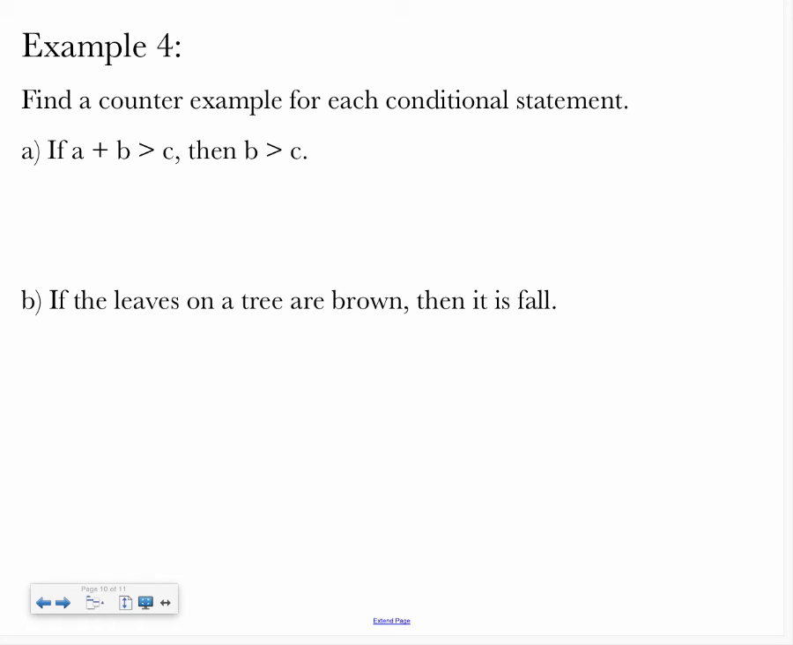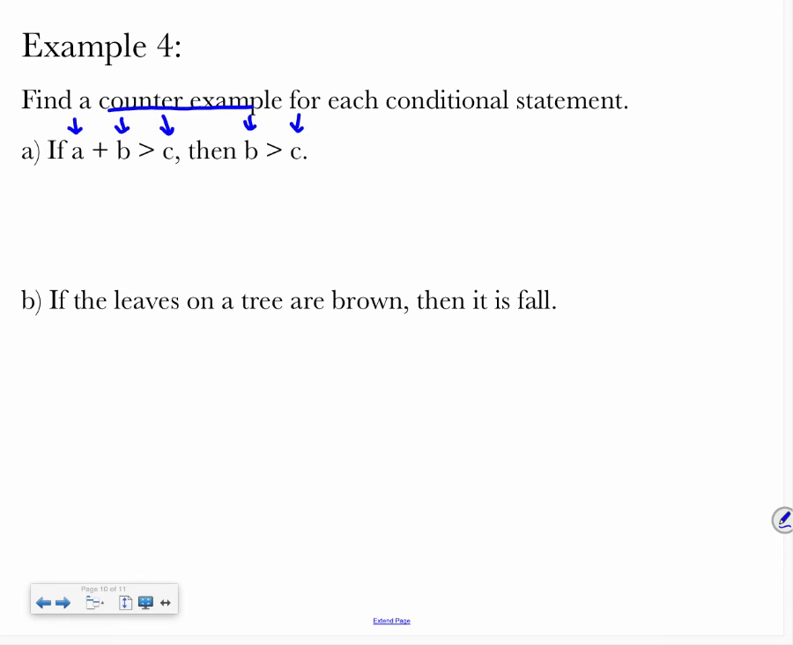So find a counterexample for each conditional statement. Okay, counterexample, basically I want you to prove me wrong. I want you to prove this example wrong. So we have if A plus B is greater than C, then B is greater than C. So we want to figure out what numbers we can plug in to make this true, and then also make this, well, we don't want to make that true, sorry, we want to prove that that's false. That is not always going to be the case, because that's what it means by counterexample, okay?